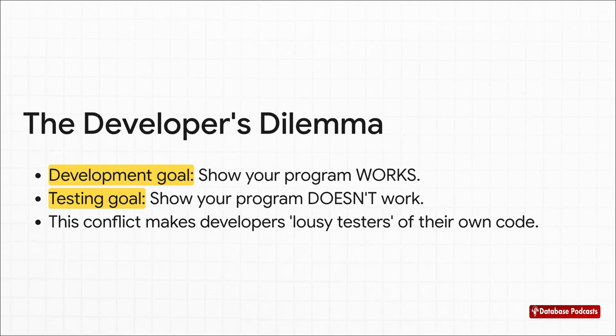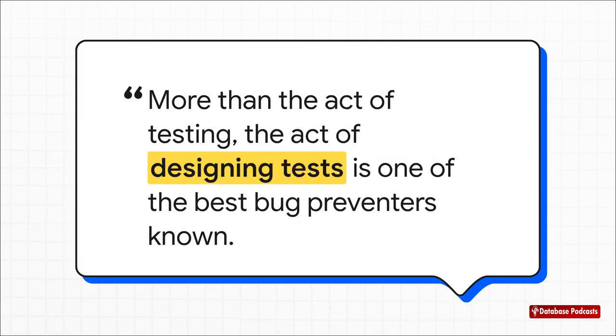This really gets to the heart of the problem. As a developer, your job is to make things work. Success is the goal. But as a tester, your job is to make things break. Failure is the goal. These 2 goals are polar opposites, and that's exactly why people say developers are often the worst testers of their own code. We're just not wired to want to see it fail. So what's the solution to this dilemma? Well, maybe we're thinking about testing all wrong.